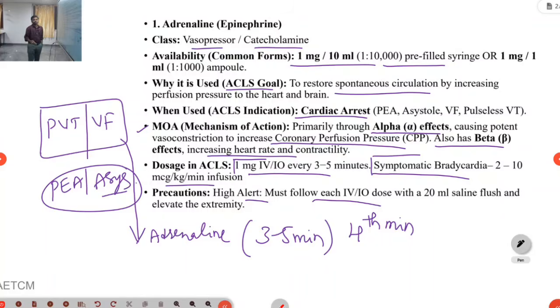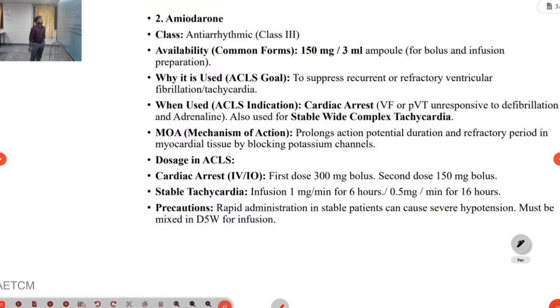So I hope you understood something regarding the adrenaline. The main thing is we will be using this adrenaline as the most common drug, especially in the case of cardiac arrest, and we have a lot of other uses of adrenaline that we are not going to cover here. We are mainly focusing on ACLS. Okay. The next, second drug is amiodarone.